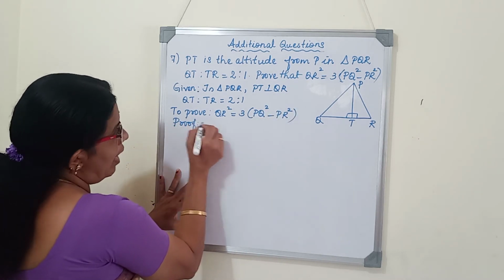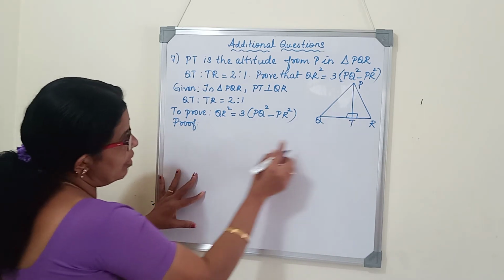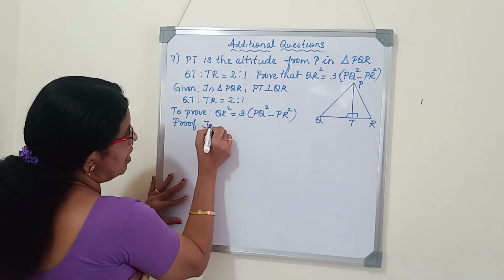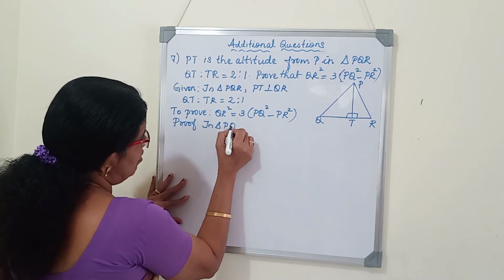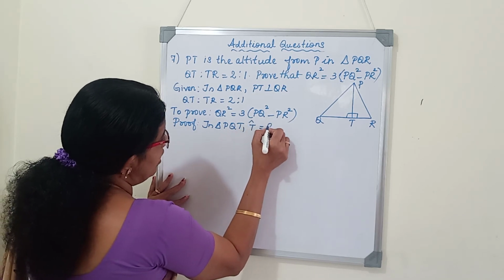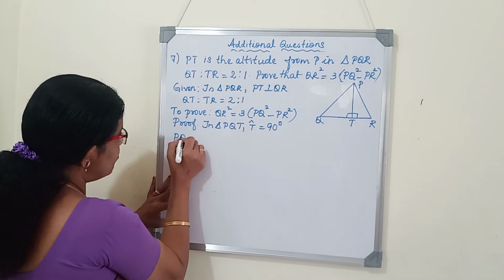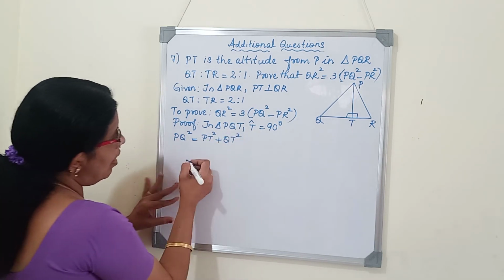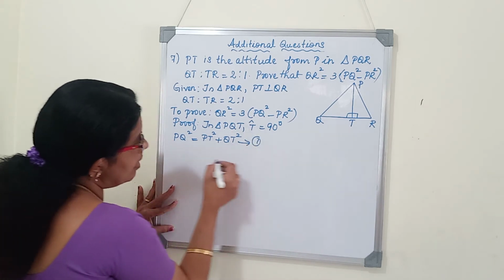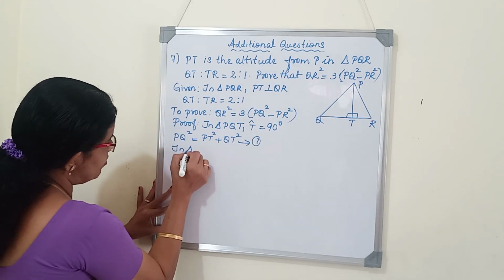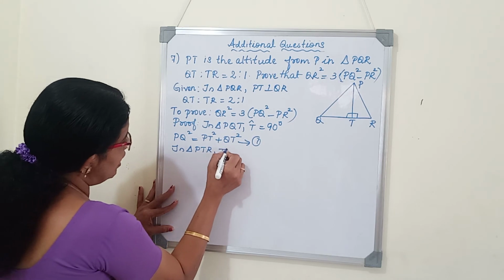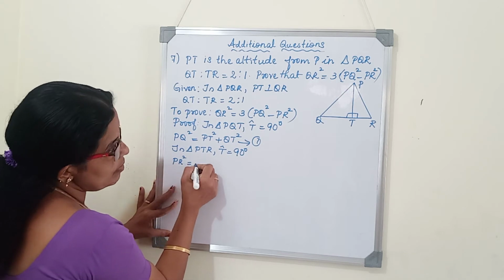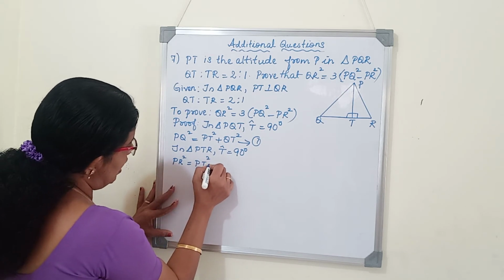Here, as PT is the height or altitude, we are getting two right angle triangles. We'll apply Pythagoras theorem. In the first triangle PQT, angle T is equal to 90 degree. PQ square equals PT square plus QT square. This is equation number 1. And in the second triangle PTR, angle T is 90 degree. Therefore, PR square equals PT square plus TR square.